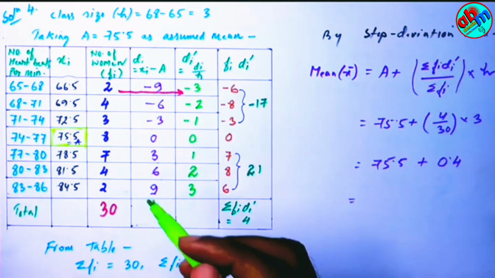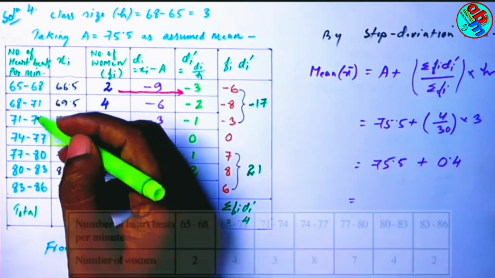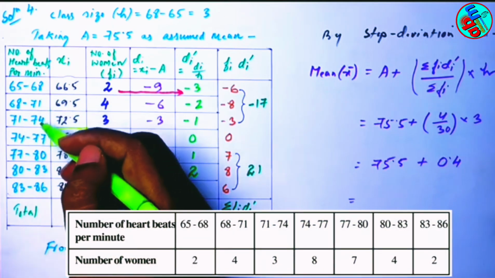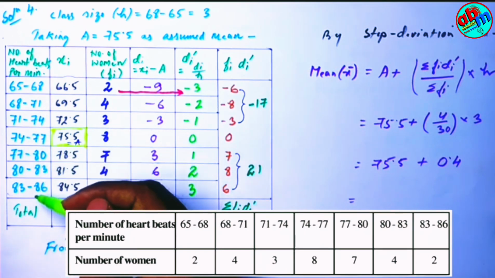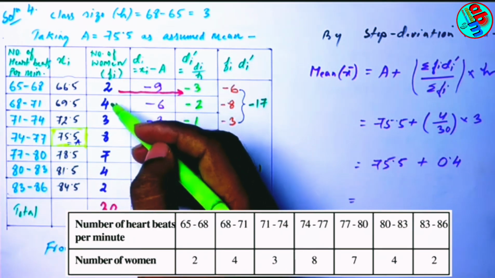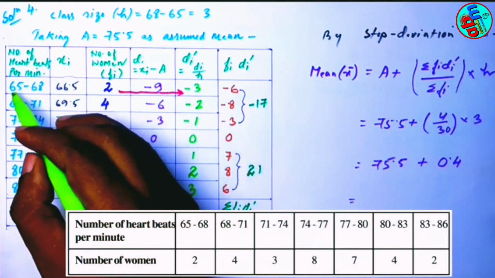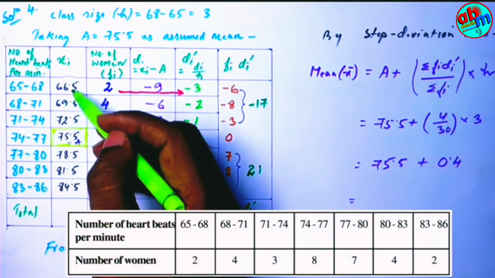Here we have taken class size and number of heartbeats. We have made the table. Number of heartbeats per minute: 65 to 68, 68 to 71, 71 to 74, 74 to 77, and so on. And the number of women given is 2, 4, 3, 8, 7, 4, 2. The total is 30. And we have found out the class mark. We have added these two and divided by 2 to get 66.5.